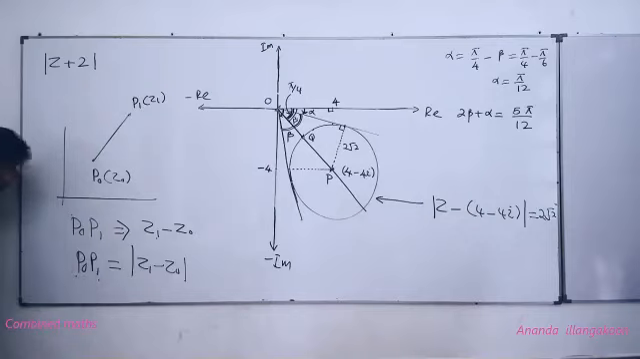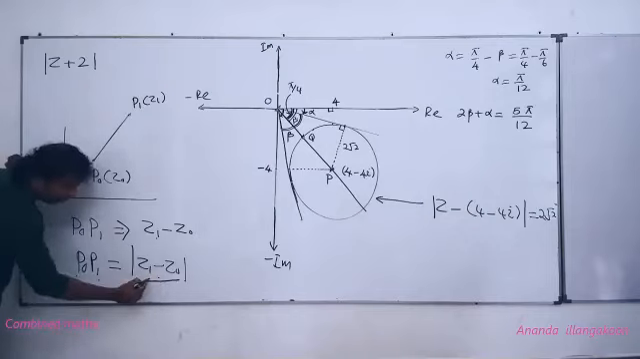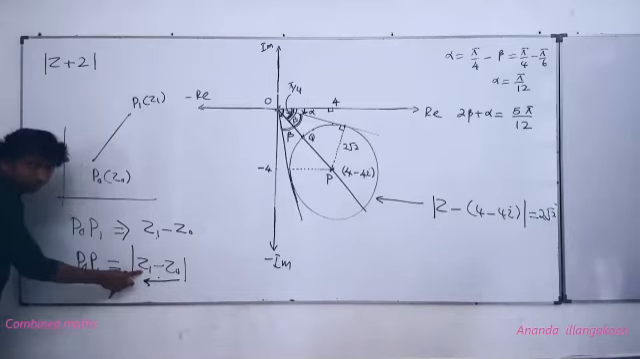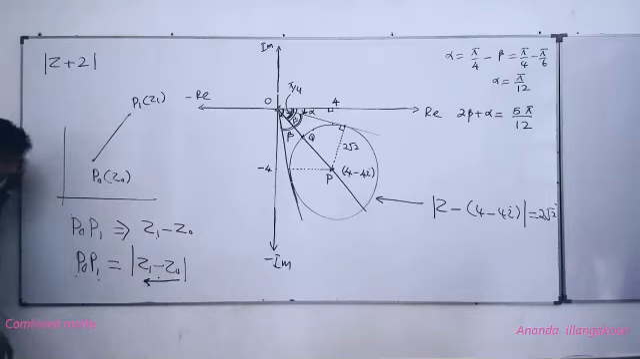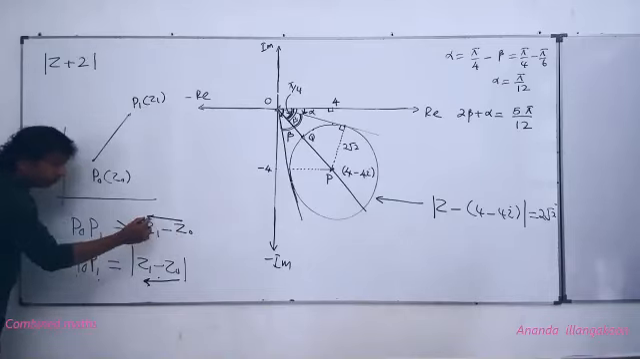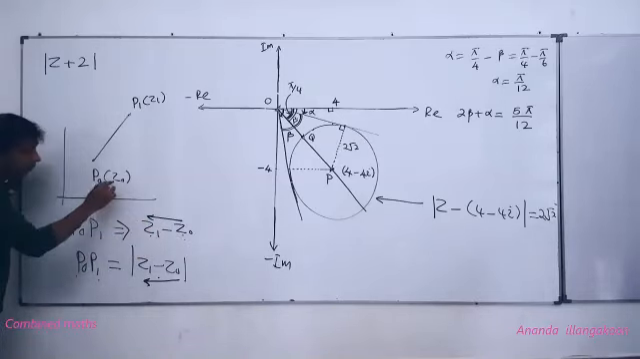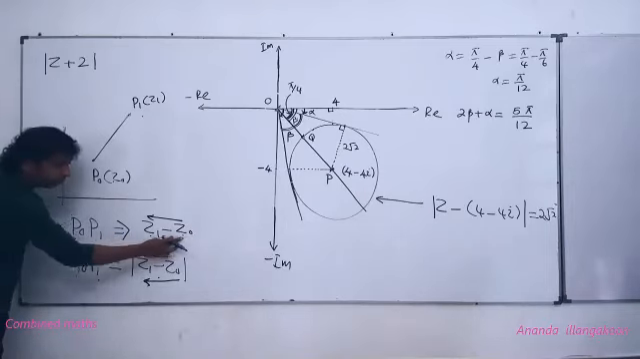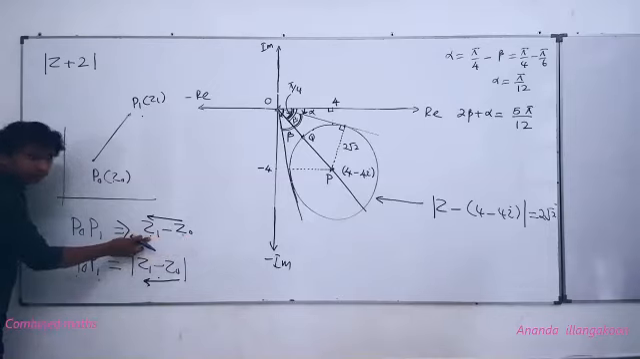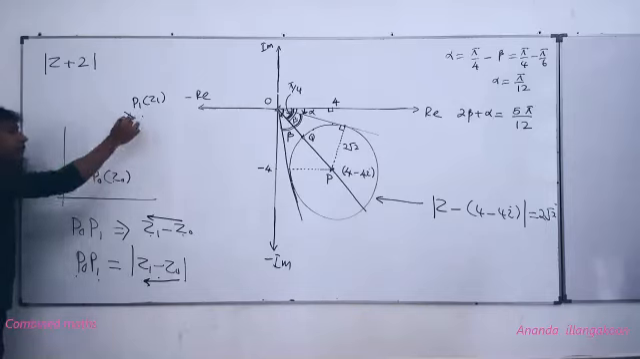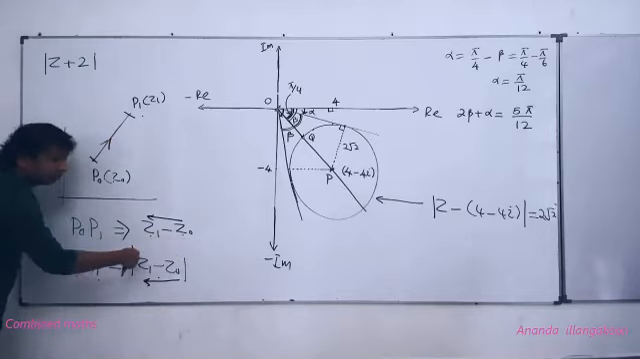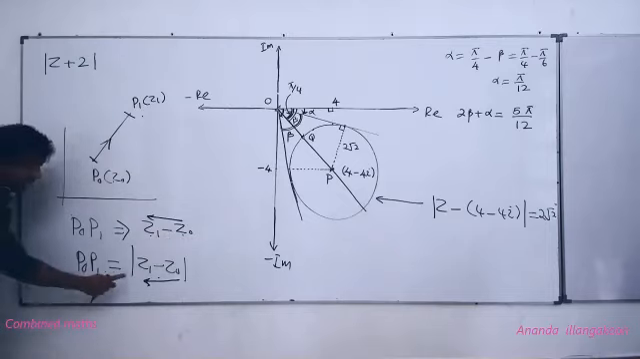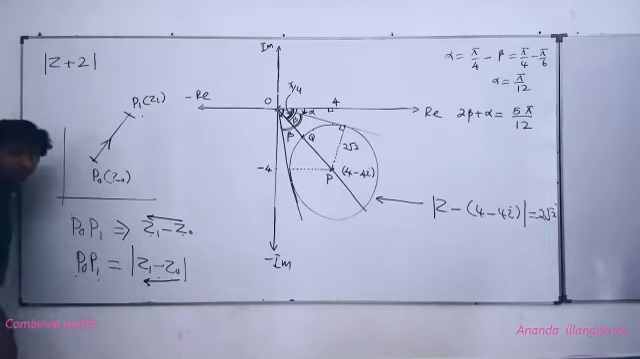Then you can very clearly understand the order of the letters to identify the line segment which gives this complex number. P naught P1: go inside the modulus, come back this way. Z naught to Z1 when we move, then P naught P1 comes, because Z naught corresponds to P naught and Z1 to P1. The arrowhead is going this way. And the modulus says the length of that line segment.